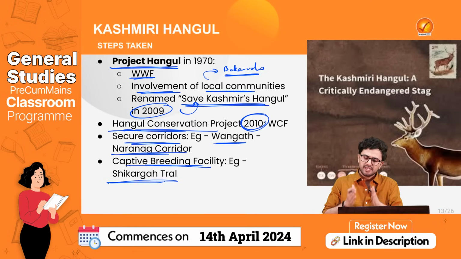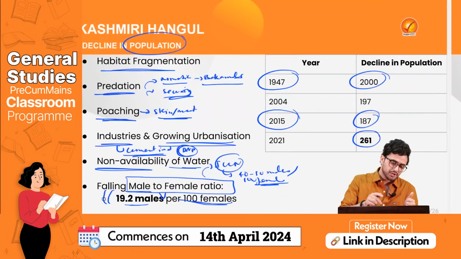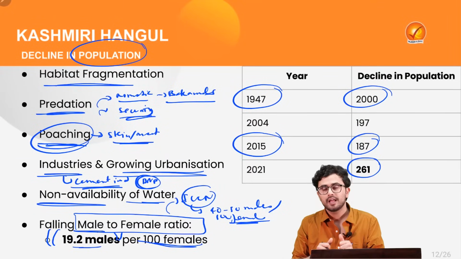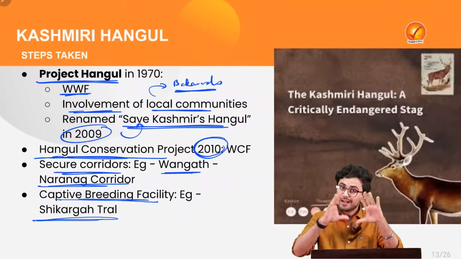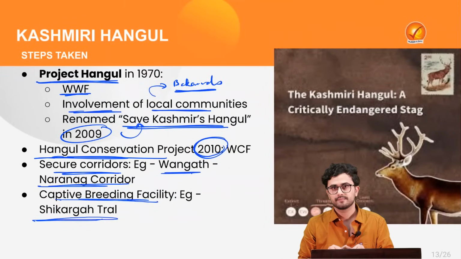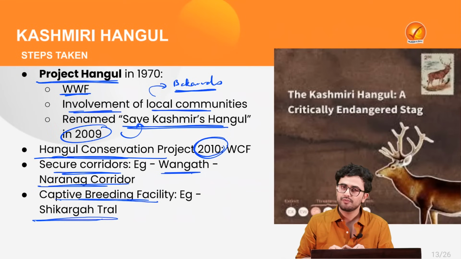Thus, strict steps should be taken to curb the issue of poaching under the Wildlife Protection Act, and the protected areas of Hangul should be further increased. With these suggestions, we move forward to the next news of the day.